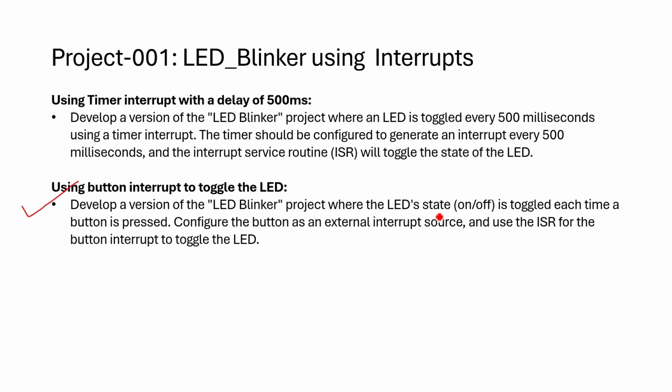You have to toggle the state of the LED each time a button is pressed. Basically, what you need to do is configure the button which is there on the Nano board as an external interrupt source and use the ISR for the button interrupt to toggle the LED. Let's see how we can do this.